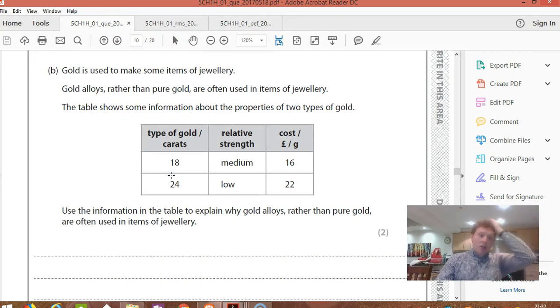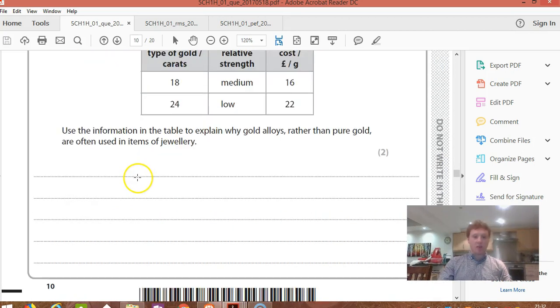Right, question 4b. Gold is used to make some items of jewellery. Gold alloys, rather than pure gold, are often used in items of jewellery. The table shows some information about the properties of 2 types of gold. So we have 18 karat gold with medium strength and costs £16 per gram, and 24 karat gold with low strength and costs £22 per gram.